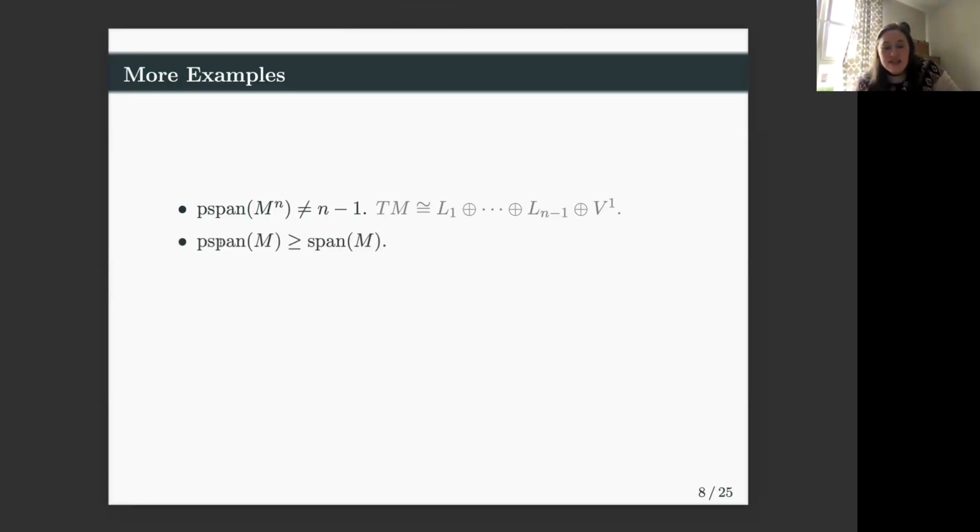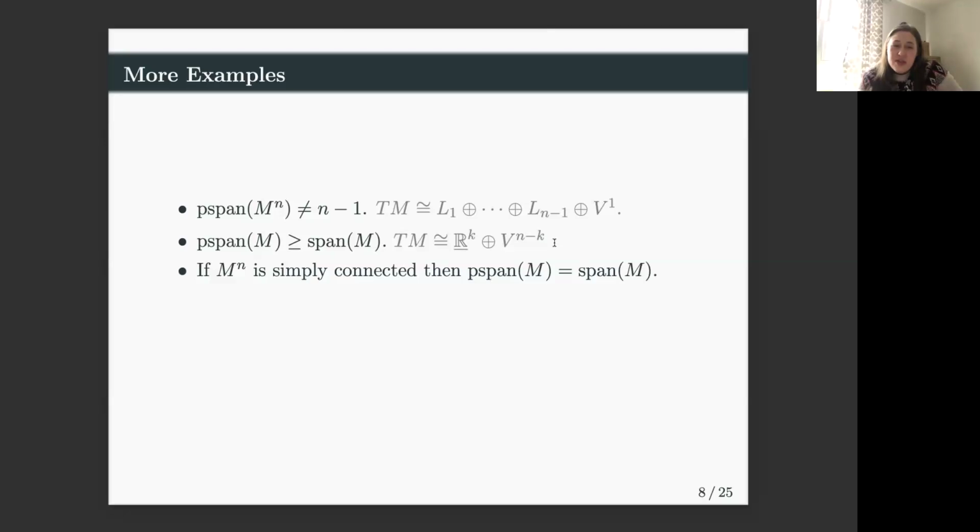Another easy thing to see is that projective span is always at least the span. If you have span k, say, that means the tangent bundle has a rank k trivial subbundle. You can think of that rank k trivial subbundle as the direct sum of trivial line bundles. And all of those trivial line bundles count towards the projective span. But the leftover rank n minus k bundle could split off more line bundles. So projective span could be more than span.